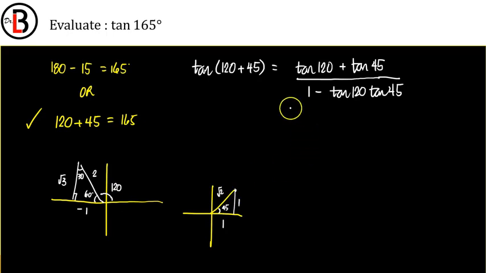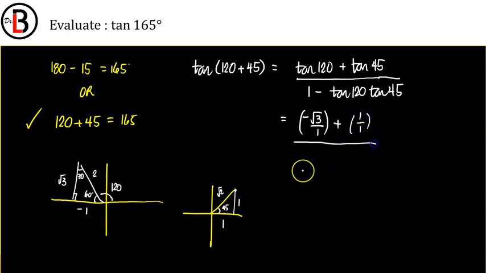So with those, let's look at the tangent of 120. Tangent is opposite over adjacent, but then that's in the second quadrant, so that's negative square root of 3 over 1. Plus tangent of 45, it's opposite over adjacent, that's 1 over 1, all over 1 minus, again, tangent of 120 is the same as tangent of 60, but in the second quadrant, so negative square root of 3 over 1, and 1 over 1. So simplifying, that gives us negative square root of 3 plus 1 all over 1 plus square root of 3.